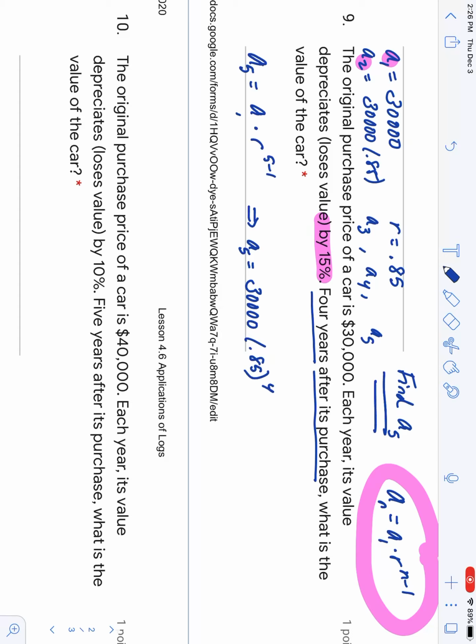You're going to use your calculators to find A5, and I get that the car is now worth $15,660.19. Again, it's money, so you're using that 19 cents. And of course, you're going to try the next one on your own.